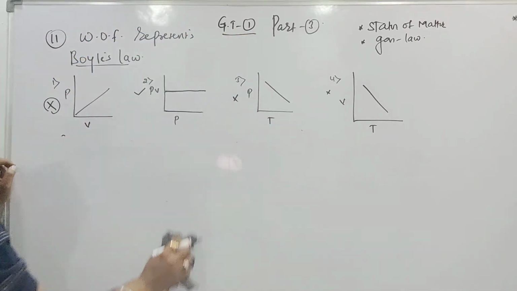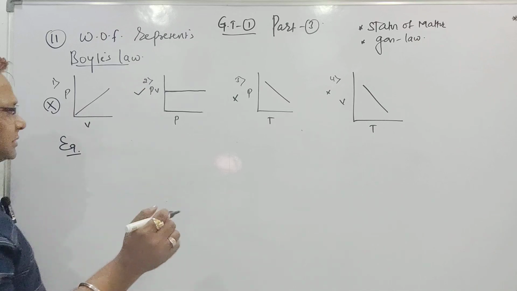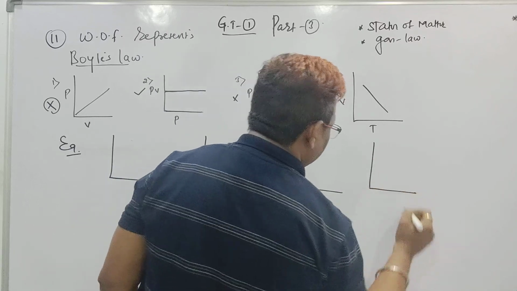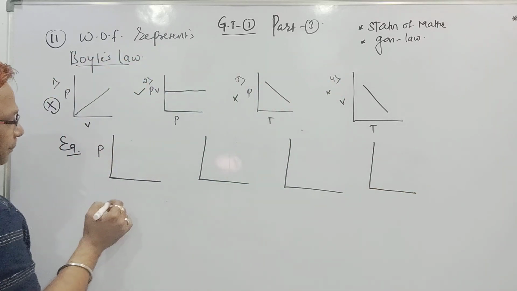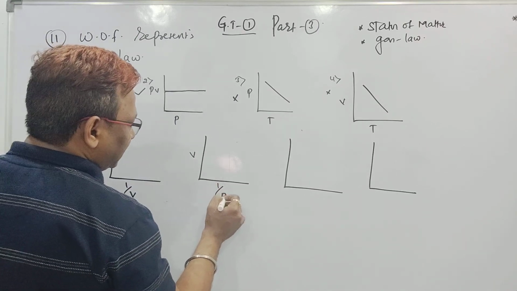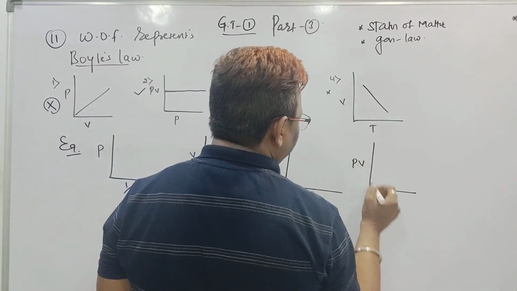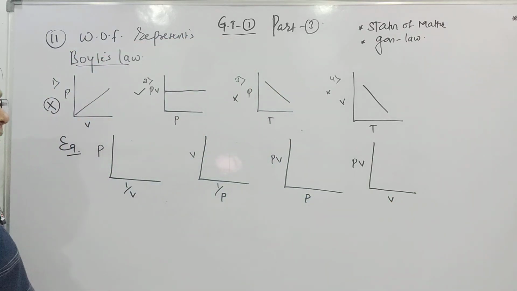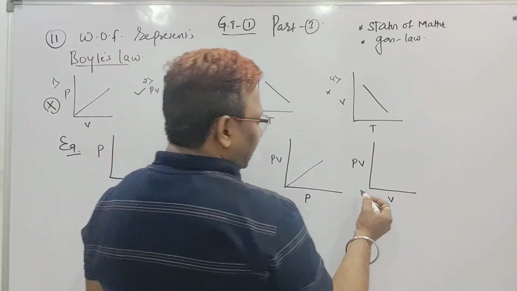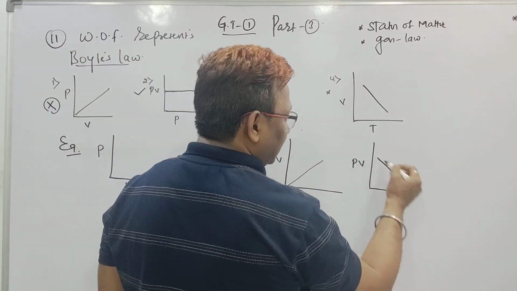They are asking, among the following, which one will represent Boyle's law. But I want to give one small example problem based on this, and just let me know which is the correct graph for Boyle's law. See here: P against 1 by V, V against 1 by P, PV against P and PV against V. PV against P, I want to pass the line through the origin. PV against V, I want to make the line pass in this way, having a positive slope.